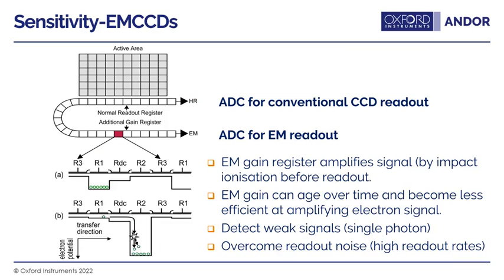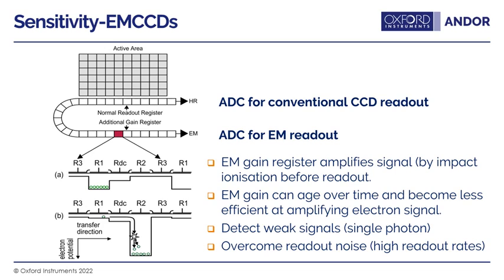We just saw how we can improve the signal-to-noise ratio, or the sensitivity of a measurement, by cooling the sensor to reduce the dark current, but are there any other ways to improve sensitivity? And the answer is yes, and one way to do it is with EMCCDs. Here we're showing a sensor where we have the active pixels up here and the readout registers down here on the bottom. Now we have our conventional ADC channel, but we also have an additional channel in this case, and this is called the EM channel.